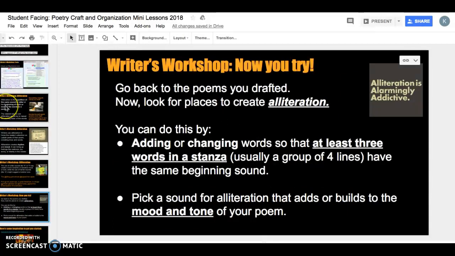And so you might be thinking now, how am I going to use alliteration? I'm thinking that to myself too. I think a few ways to think about it are by adding or changing words in a poem you already have. So at least 3 words in one of your stanzas, and that's a group of usually about 4 lines, have the same beginning sound. You can do that as easily as just changing a letter.